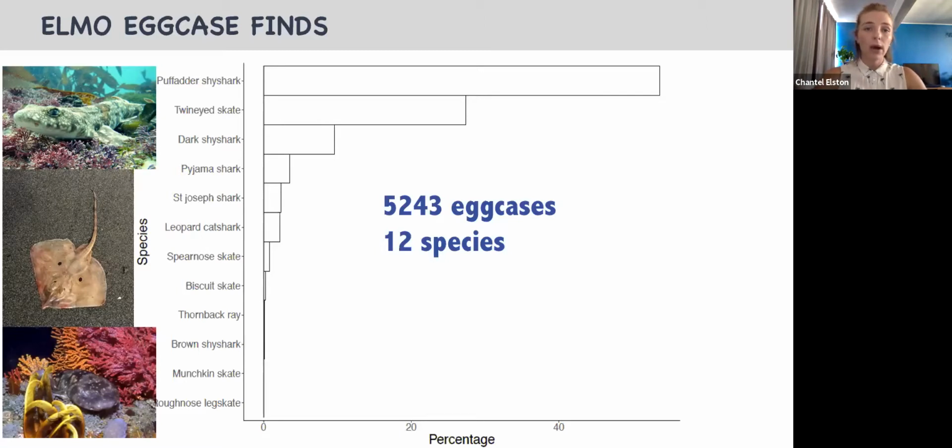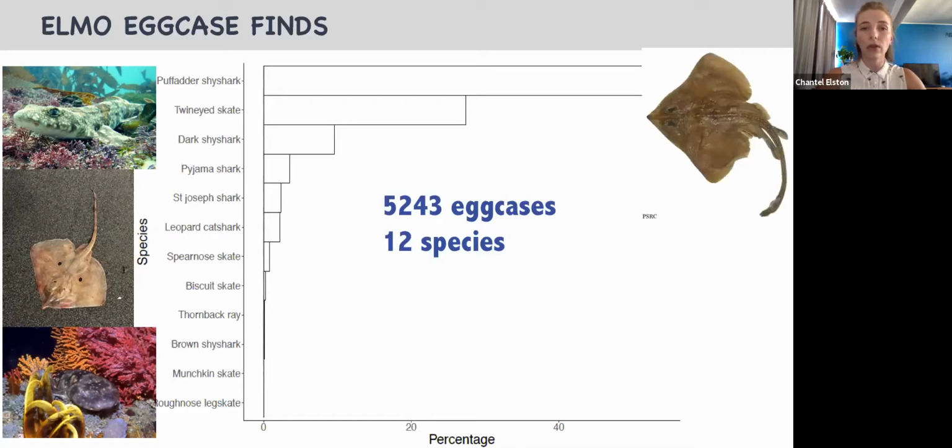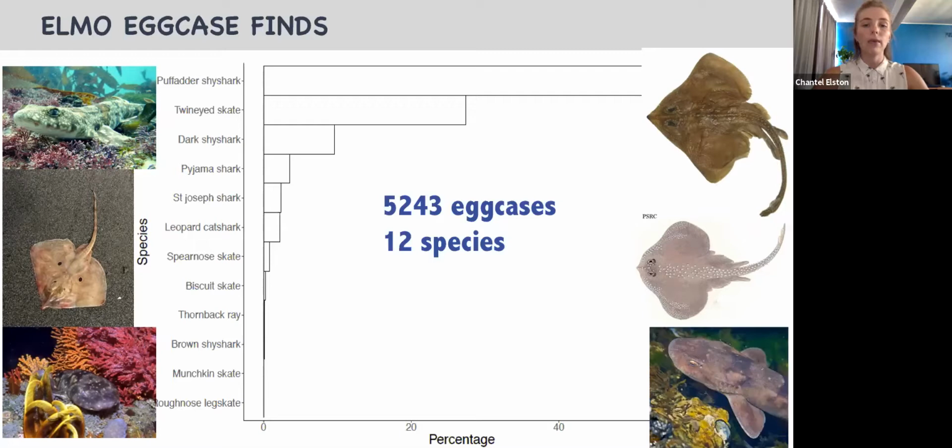Some of the rarer ones, which we don't find very often, are the rough-nosed leg skate and the munchkin skate, which is a very cool species, and it's called a munchkin skate because it's the smallest ray species we get along the whole coastline. It's a maximum of 15 centimeters, so it's really little. And then we have the brown shy shark, and those are our three rarest egg cases. But today we're going to go through the most common ones and see what they look like and how they differ.